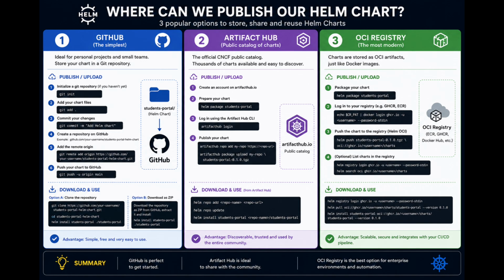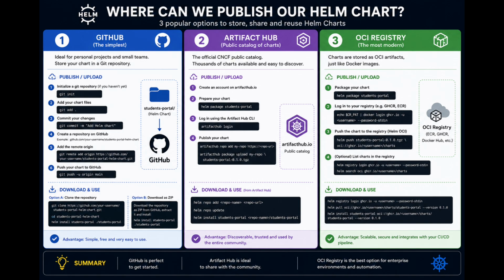The second option is Artifact Hub. Think of Artifact Hub as a public marketplace for Helm charts. It is maintained by the CNCF and contains thousands of open source charts. Projects like NGINX, Prometheus, Grafana, and many others publish their charts there. If your goal is to share a chart with the Kubernetes community, Artifact Hub is a great choice.